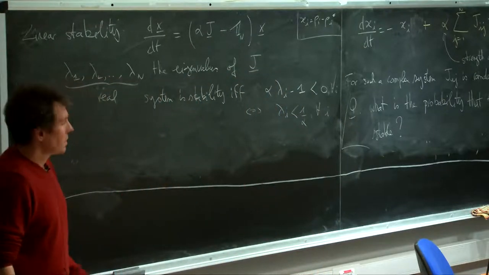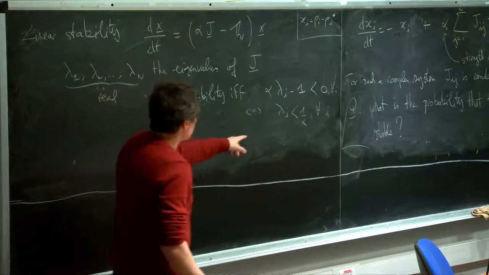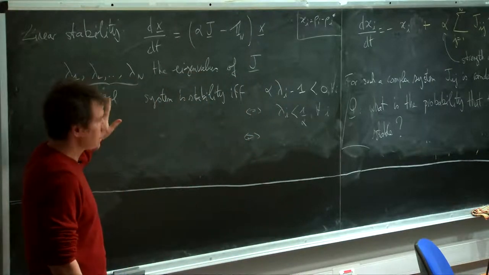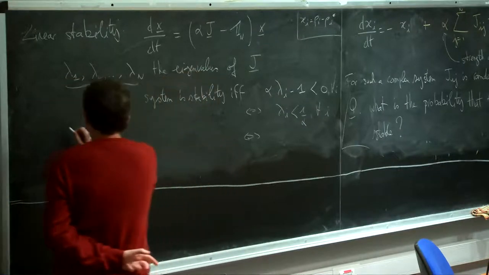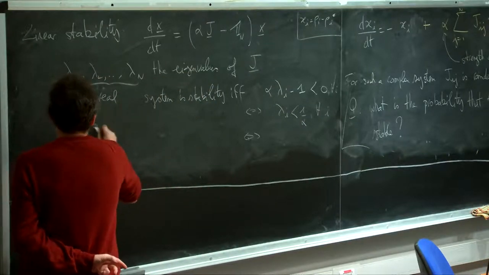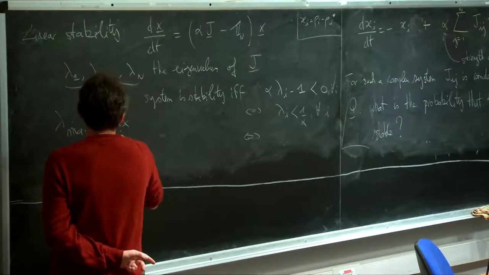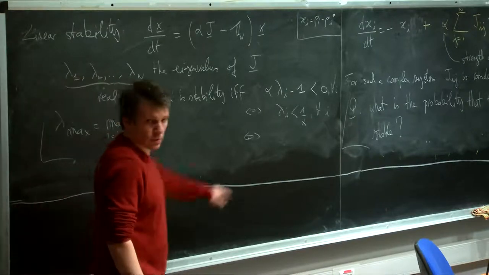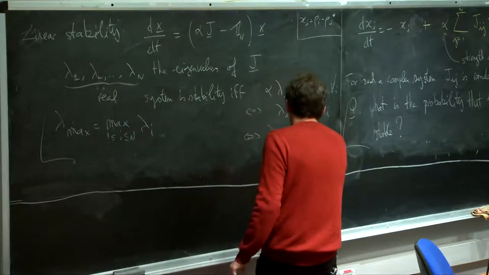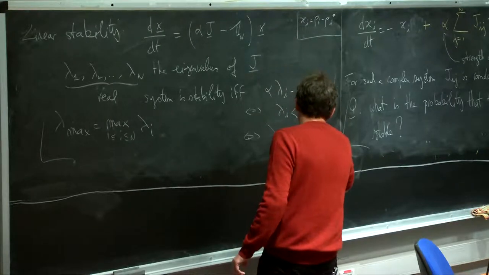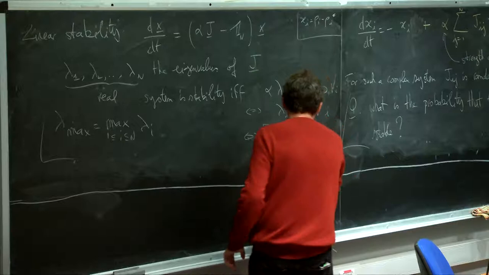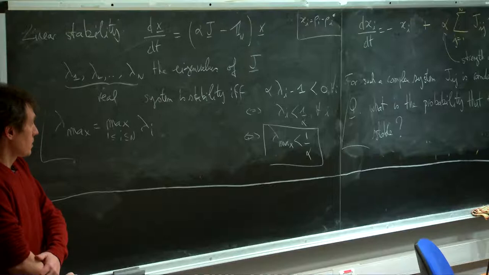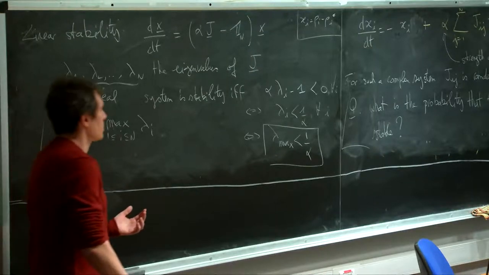In other words, if I look at the largest eigenvalue of this set, so if I define lambda max, here comes my extreme observable, this condition is just equivalent to saying that lambda max is smaller than 1 over alpha. So now I have a partial answer to this question.